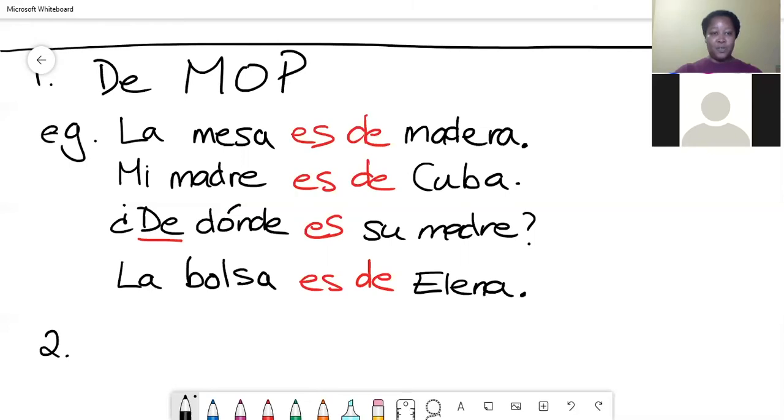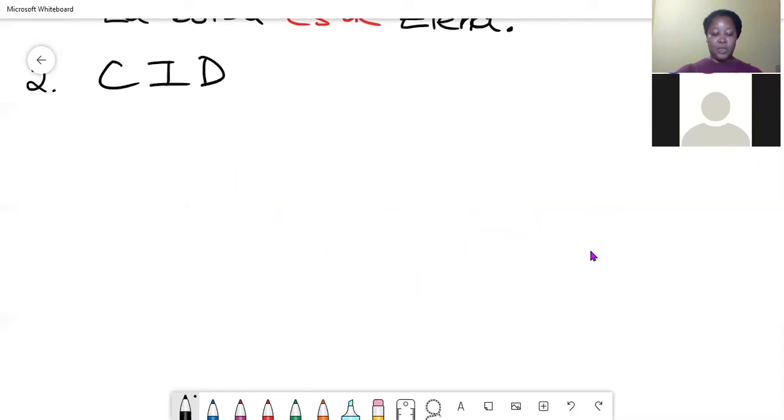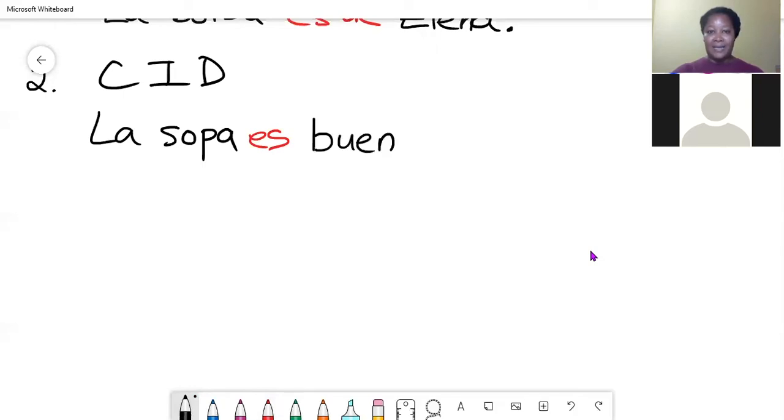All right. So now we're looking at the CID. And with CID, we're talking about characteristic. And characteristic, let's look at, no, I don't want to use a description. Let's say la sopa. And sopa does not mean soap, okay? It looks like soap, but it's a falso amigo. It means soup. La sopa es buena. So this is an inherent characteristic of the soup.